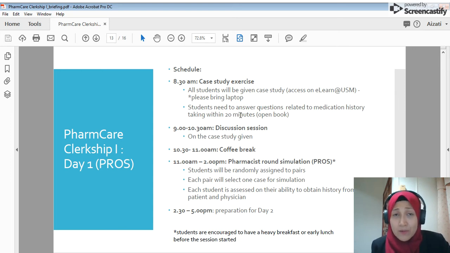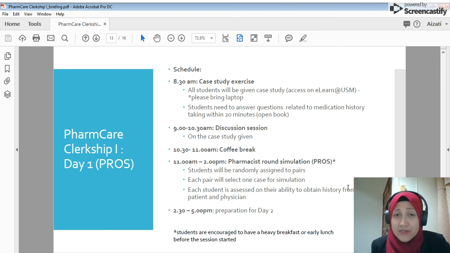So bring your own reference book. If you have a pharmacotherapy handbook or an application or drug info, any reference book that you want to bring, you can bring them. You can refer to this book during the session. After the exercise, we will discuss the case, and then we'll have a short break, and then we will start with the CROSS session.